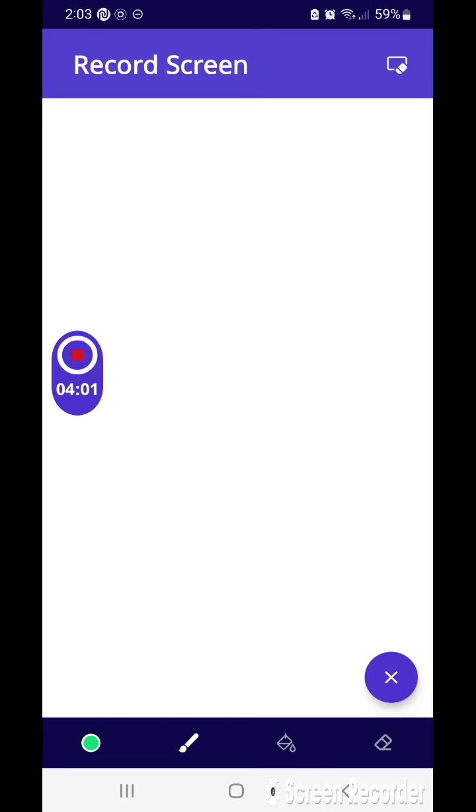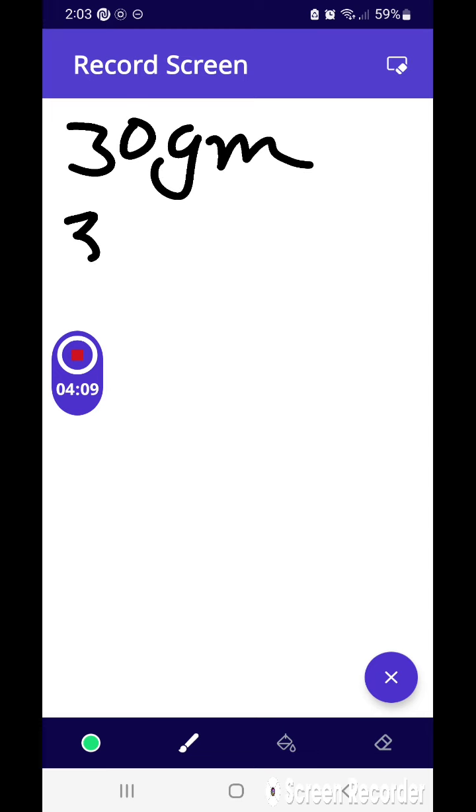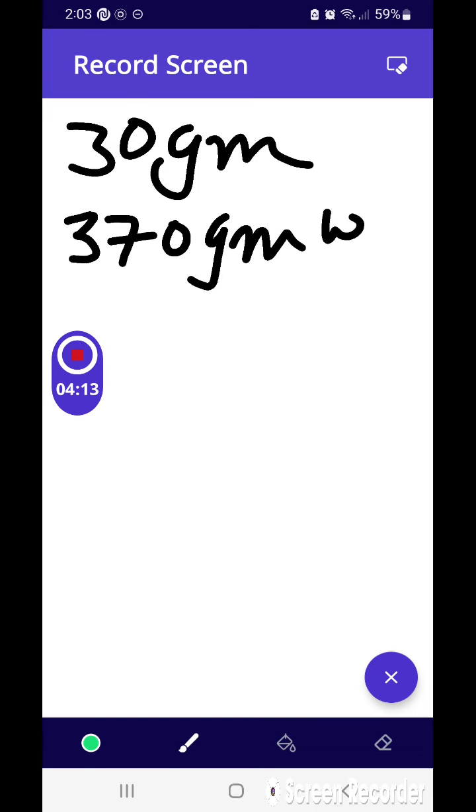Calculate its weight by weight percentage. So we have got the question here. So we have 30 gram of sugar in 370 gram of water. Always remember, if the question states water, that means we have to add the solute to it. But if it says solution, that means the solute has been already added.